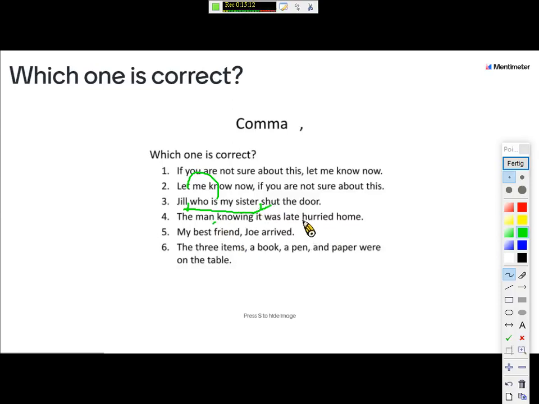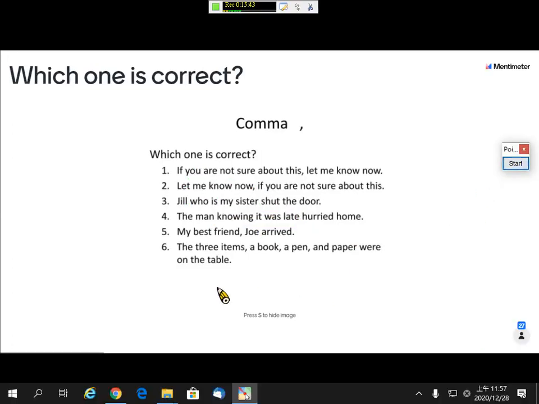The man hurried home. Who is the man? Knowing it was too late. And we need to have a comma here so that we can use this as an adjective to modify the man. And my best friend, Joe, we need to have a comma here. Joe arrived. And the three items, a book, a pen, and the paper, were on the table. Okay, a comma. The comma is very strange stuff, but still, you need to be careful about this.